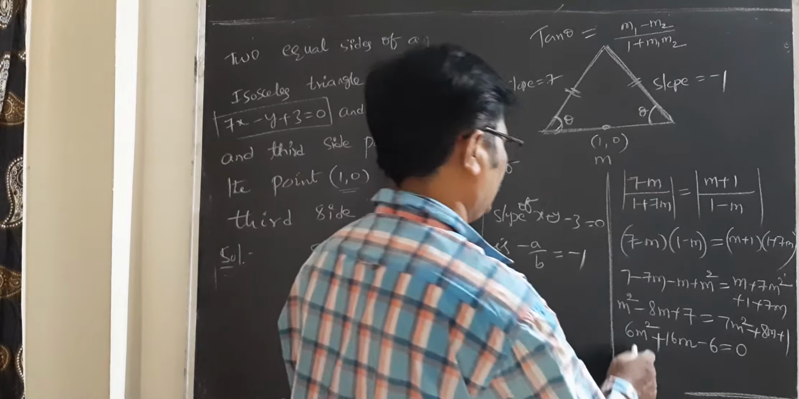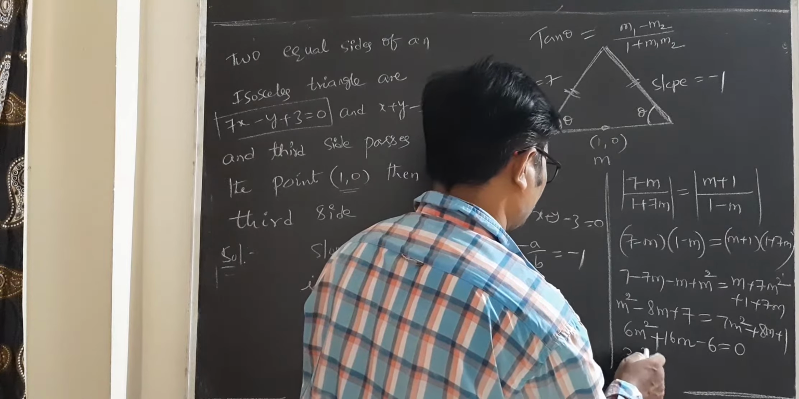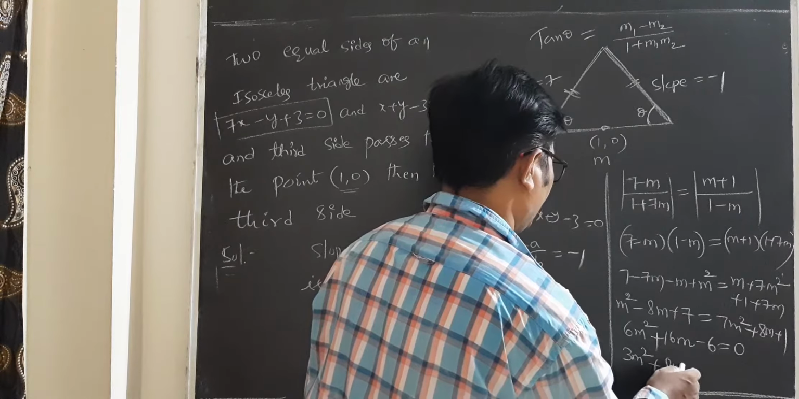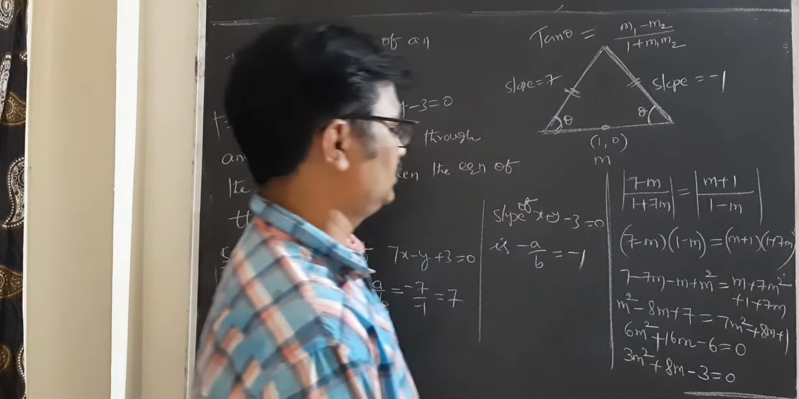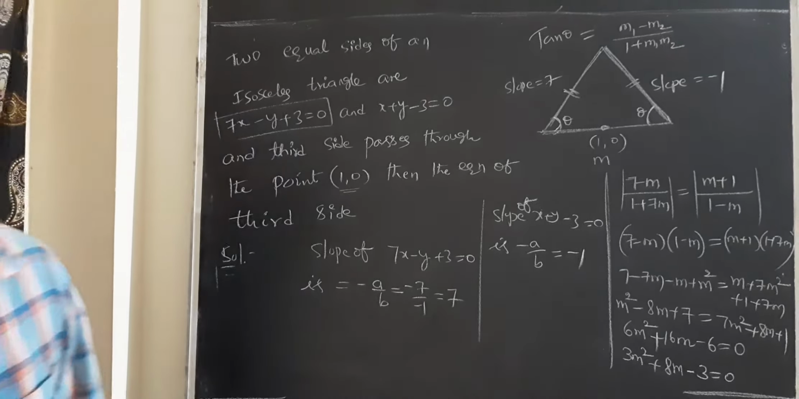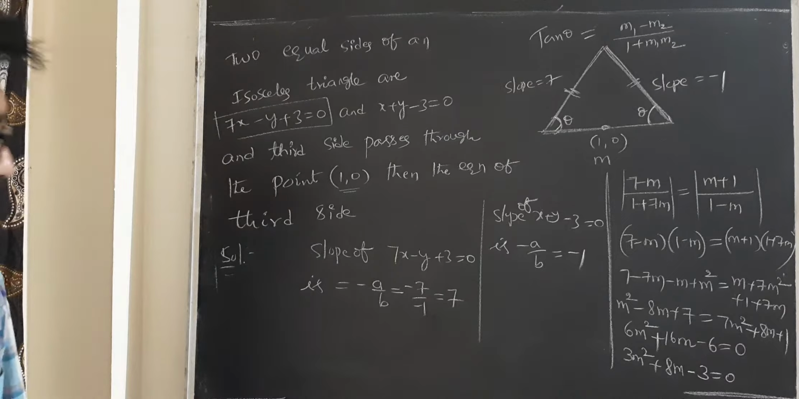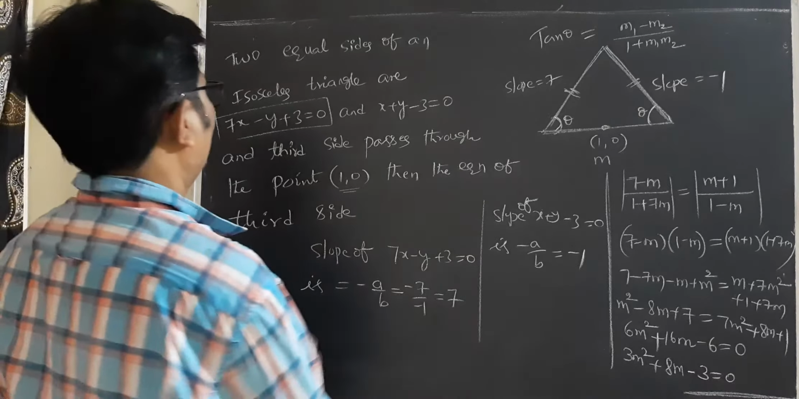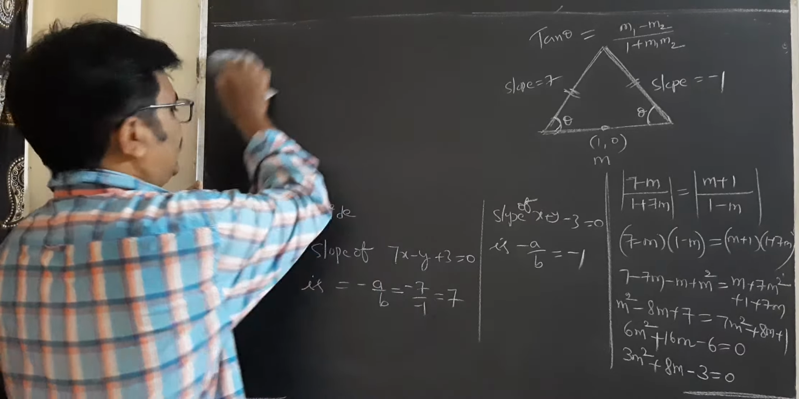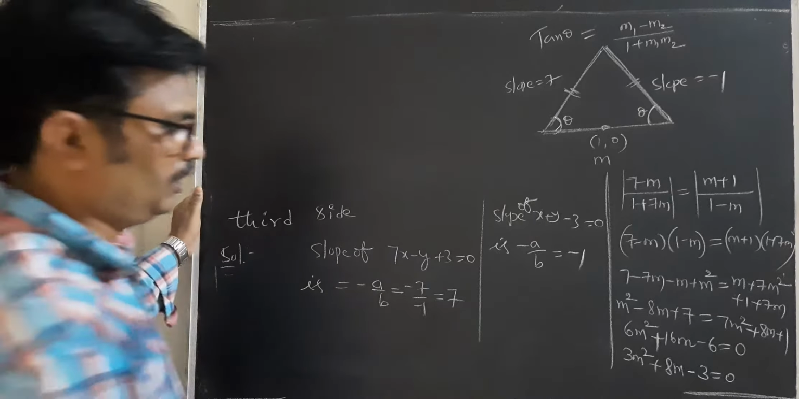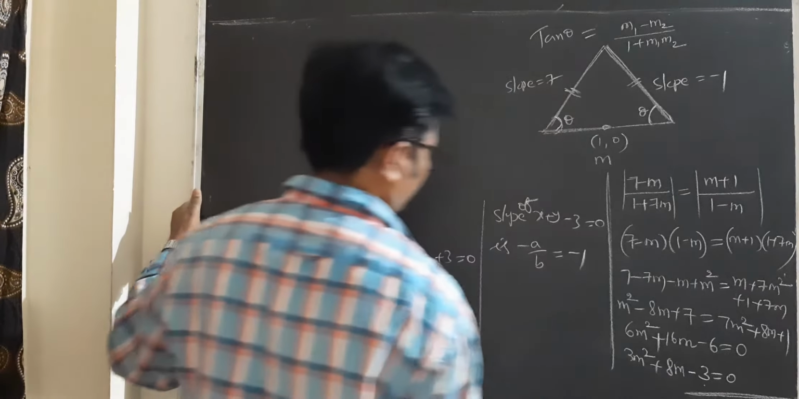So students, divided by 2, this is 3m² + 8m − 3 = 0. Now students, after the factorization, the quadratic equation expands into the factors. 3 into 3 is 9.